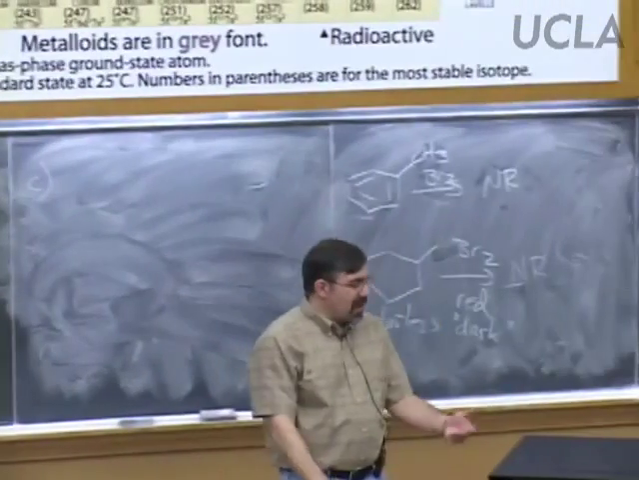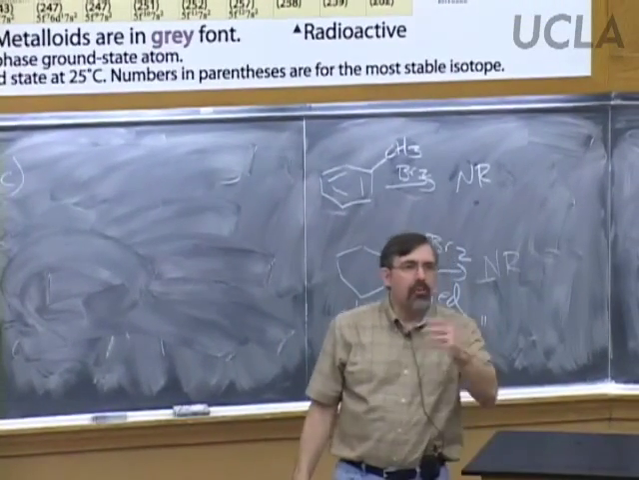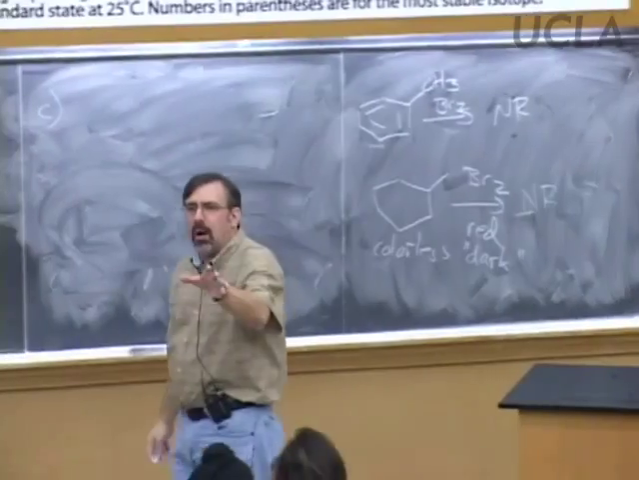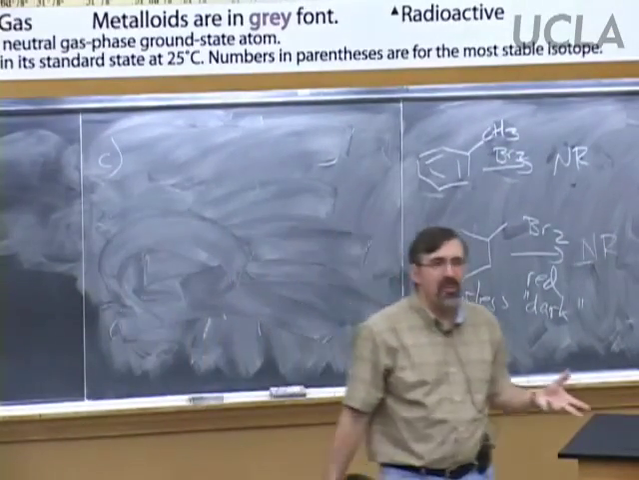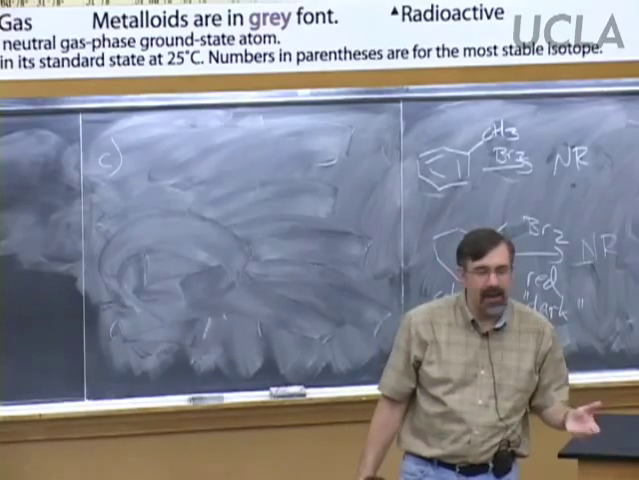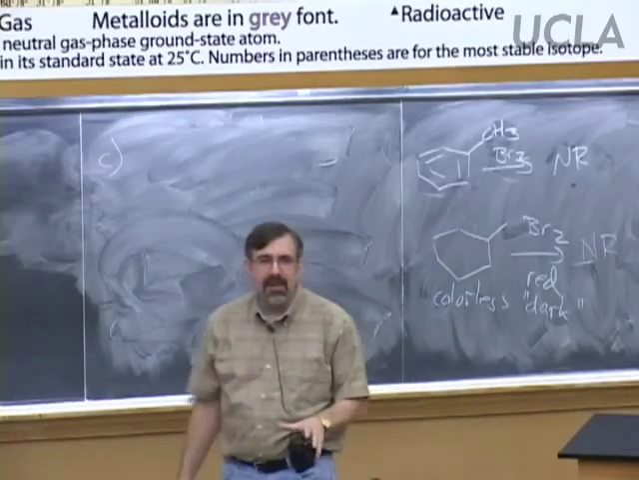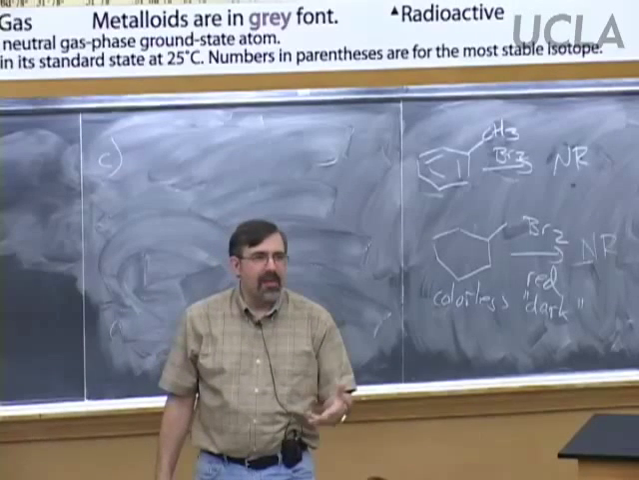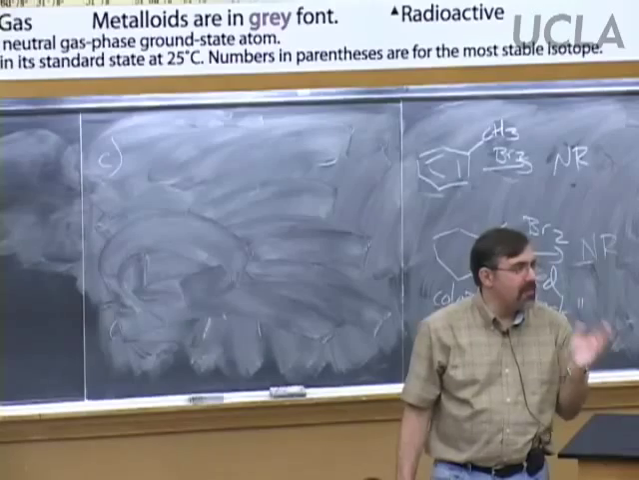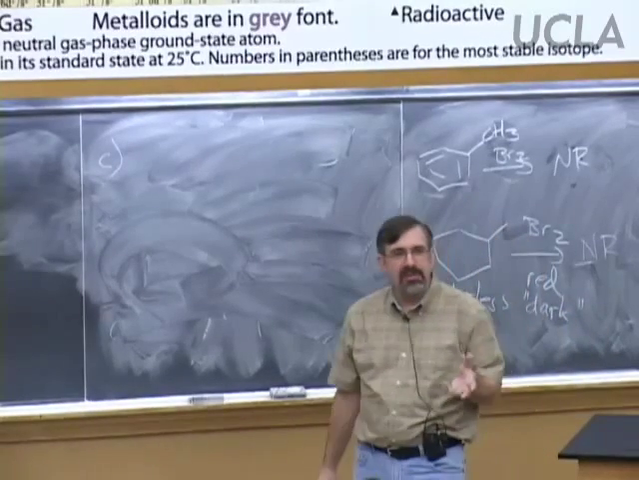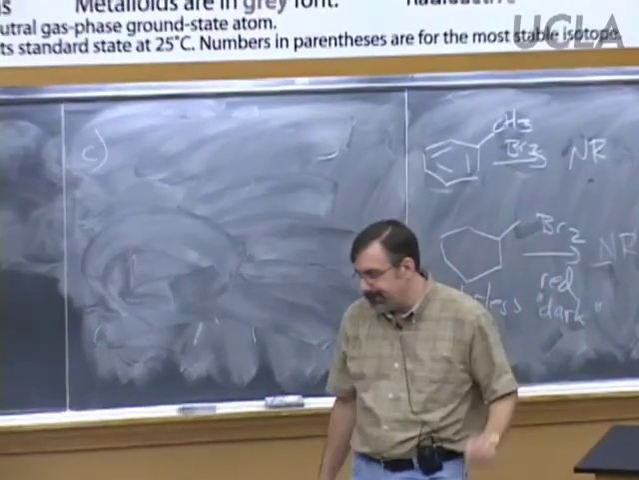Let's think about this from a role-playing point of view. Imagine that you are a radical. Everybody in here is a radical. And I don't mean, if this was UC Berkeley, it'd be easy, right? Everybody there is a radical. That's not the kind of radical I mean. I mean radicals with unpaired electrons. So you're a radical with an unpaired electron. The radical sitting next to you has an unpaired electron. Say hi to the radical sitting next to you.